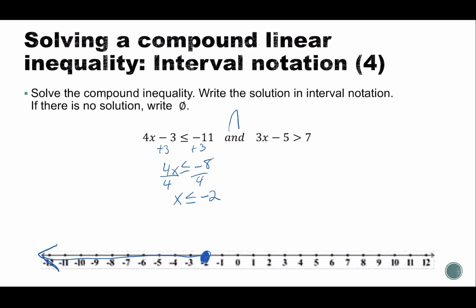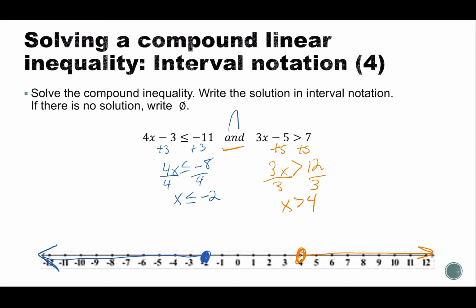Now for the equation on the right, I'm going to add 5 to both sides. 3x is greater than 12. I divide both sides by 3. X is greater than 4. So 4 is not included, it's an open dot. And I shade everything to the right.